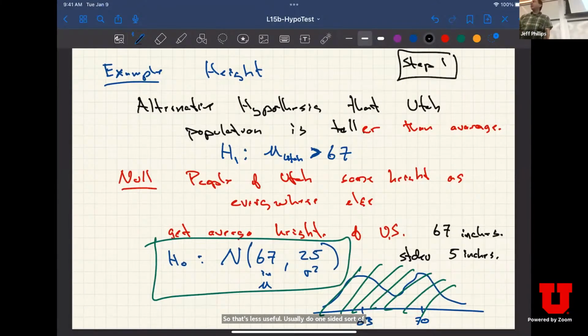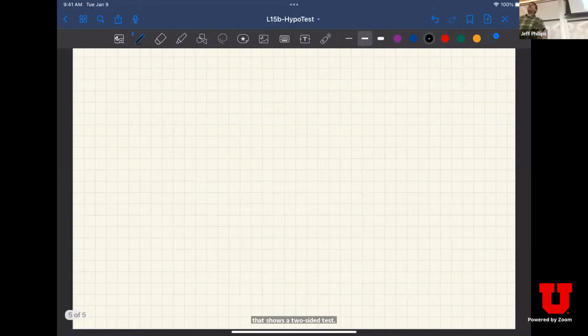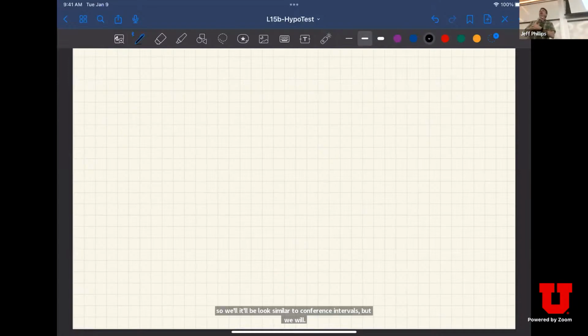Maybe tomorrow I have an example that shows a two-sided test. But typically with confidence intervals, we did one-sided or two-sided bounds. Typically you do one-sided hypothesis tests. It'll look similar to confidence intervals, but there'll be some change in how we look up these values in tables, because we are only going to look up one side.